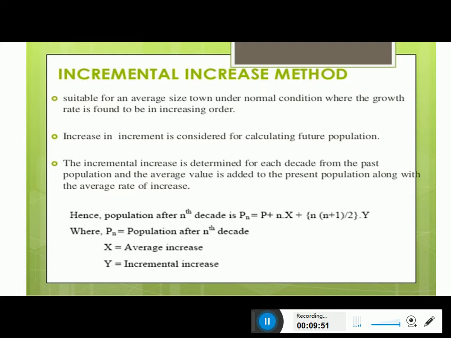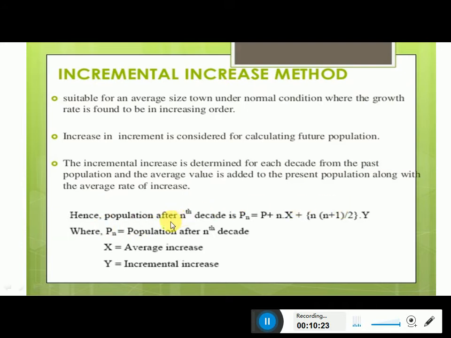Similarly, we have the incremental increase method. This method is suitable for an average size town under normal conditions where the growth rate is found to be in increasing order. So increase in increment is considered for calculating future population. The incremental increase is determined for each decade from the past population, and the average value is added to the present population along with the average rate of increase. That's why it is called the incremental increase method.